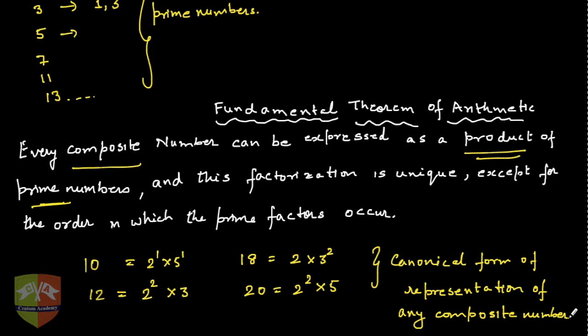Okay, friends, in this session we understood what the Fundamental Theorem of Arithmetic is all about, and we also saw that this representation is called the canonical form of representation of any composite number. In the next session, we are going to discuss a few more examples of the Fundamental Theorem of Arithmetic. We'll express a few bigger composite numbers in their prime factors, and we'll also learn how to find this expression, or how to represent any composite number in its canonical form. Thanks for watching this video.